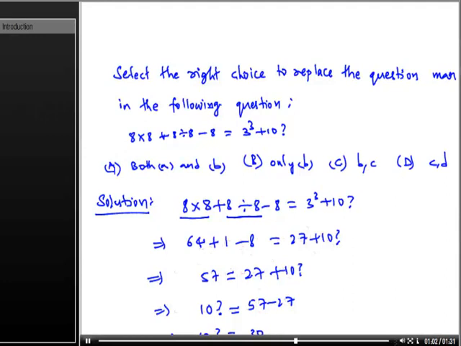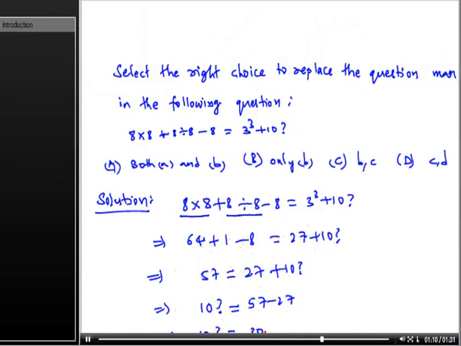Clearly, from this equation, we can conclude that 10 into 3 will give us 30. It is very clear from this equation. But into 3 we know is represented by B. Therefore, only B is the answer, that is choice B. Therefore, choice B follows.